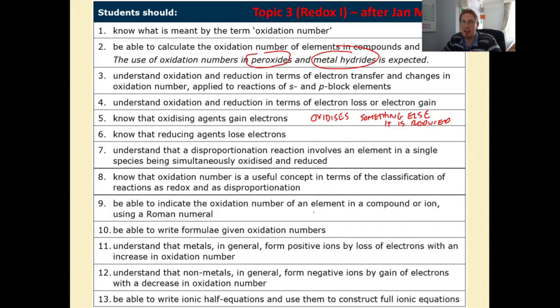Indicate the oxidation number of an element in a compound or ion using Roman numerals. Writing formulae given oxidation numbers. Understand that metals in general form positive ions by loss of electrons with an increase in oxidation number, and non-metals form negative ions by gain of electrons with a decrease in oxidation number. Be able to write ionic half equations and use them to construct full ionic equations. This is the thing that many of my students in particular aren't very good at, writing those half equations and then combining them together.